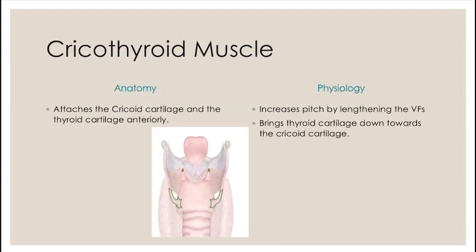The cricothyroid muscle attaches to the cricoid cartilage and the thyroid cartilage anteriorly. So since this is a posterior photo, we see this outline as a little wonky just because it's attaching anteriorly. But this muscle increases pitch by lengthening the vocal folds, and it brings the thyroid cartilage down towards the cricoid cartilage. And by increasing that space is how it lengthens the vocal folds.